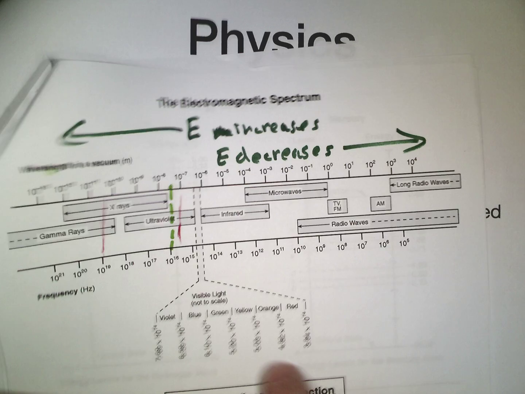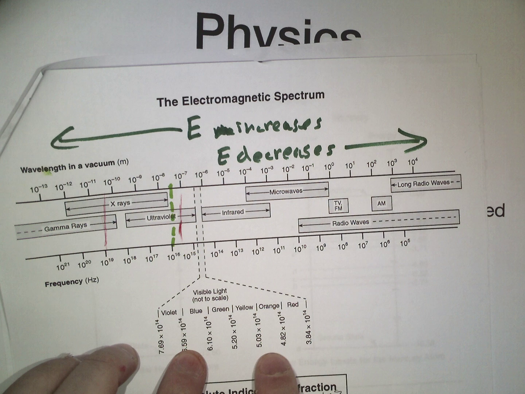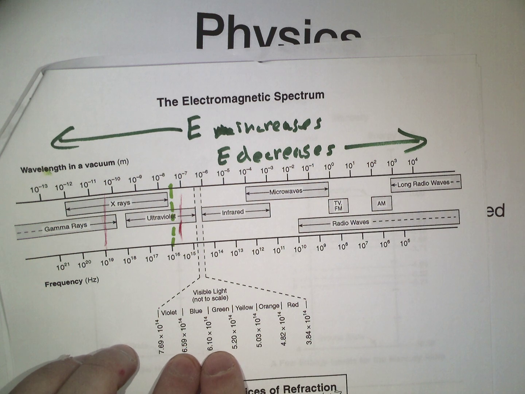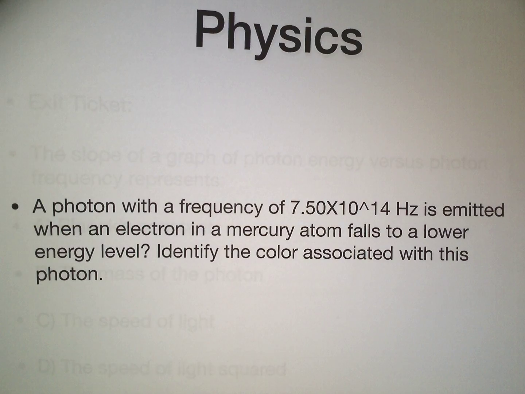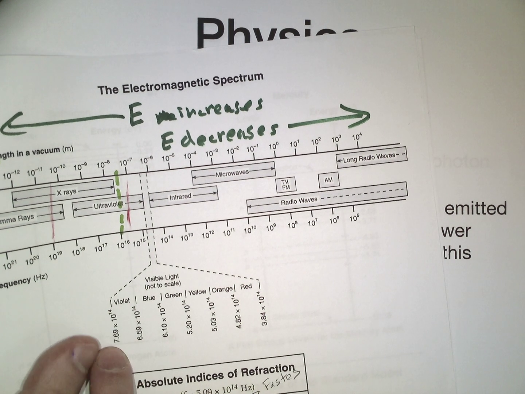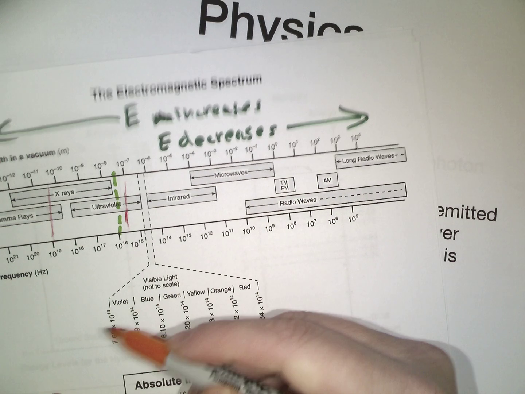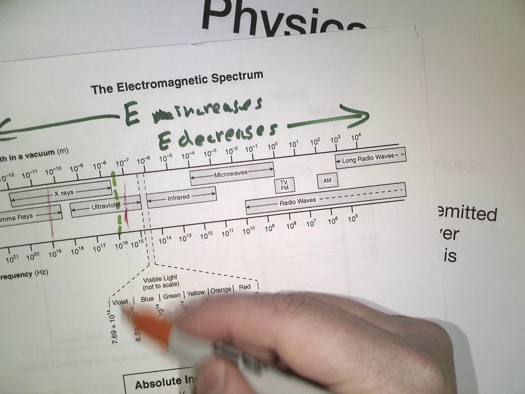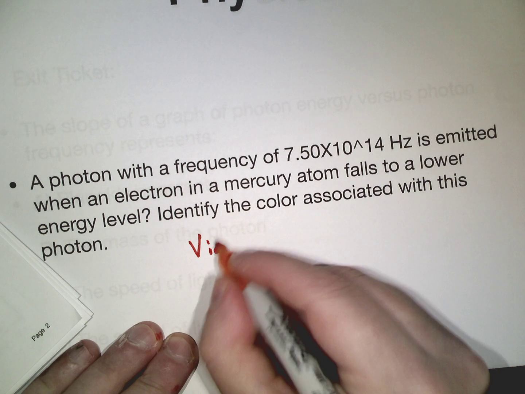7.5 times 10 to the 14. Well, they say it's a visible light, so I'm looking here. 7.5. Okay, so it is in the violet range. So 7.5 is before 7.69, which is the beginning of ultraviolet. So it's somewhere here in this range, 7.5. So it would be a violet light. It would be violet. Violet.